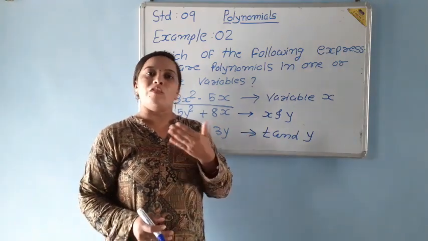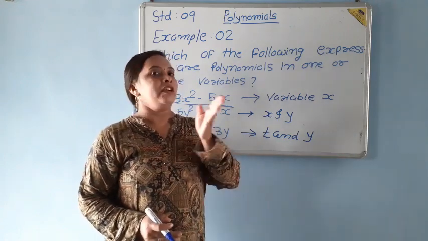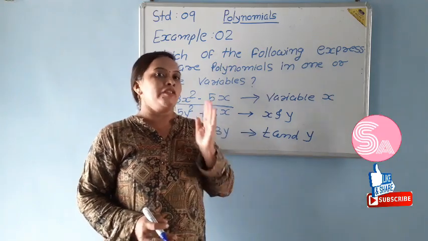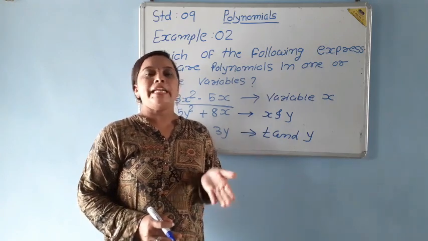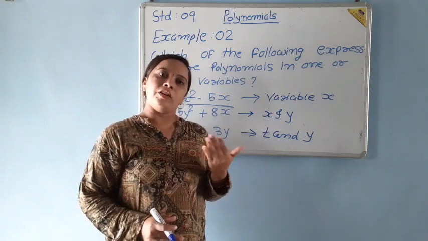So I think now all of you are clear on all the terms: algebraic expression, the meaning of the term, the meaning of the coefficient, and the meaning of the polynomial in one variable. In the next part we will take the classifications of the polynomial.